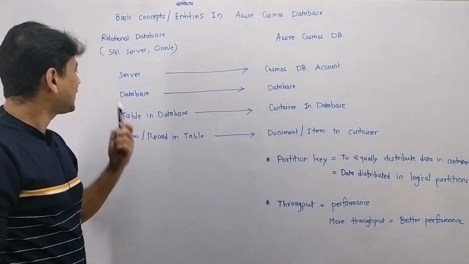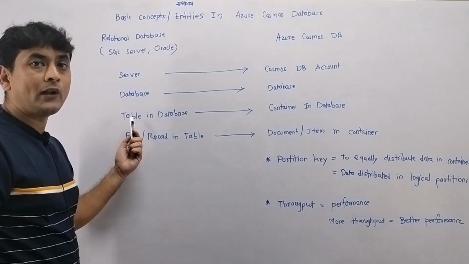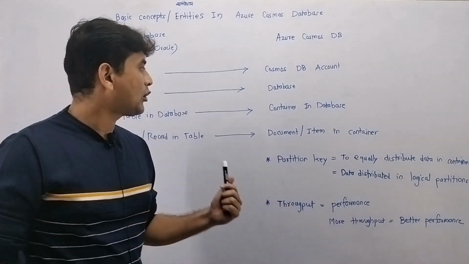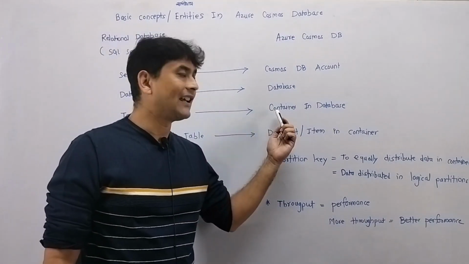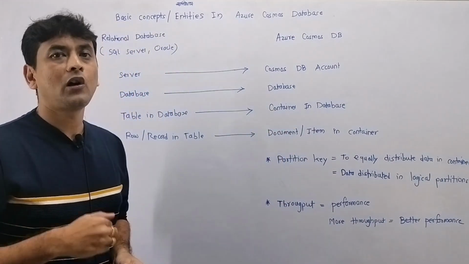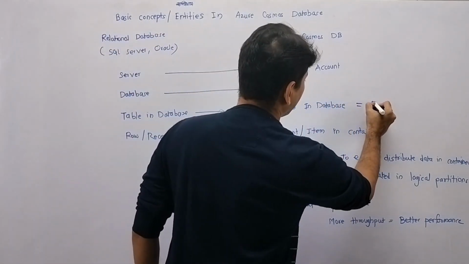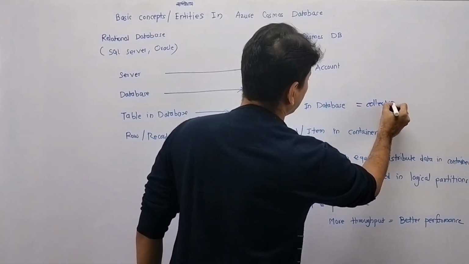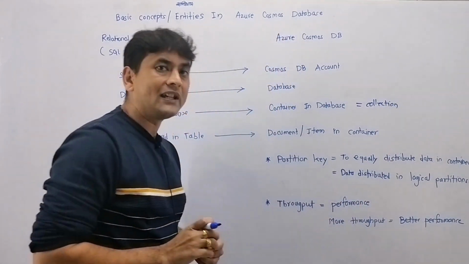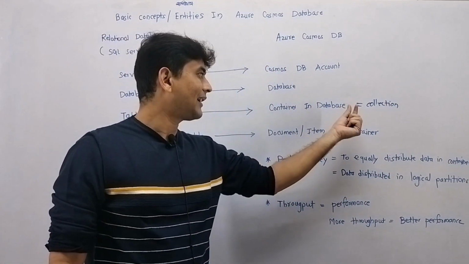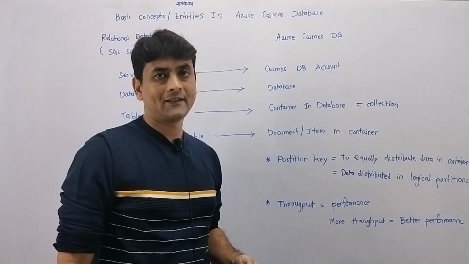Then in a relational database, we can create one or more tables in a database, right? So in Cosmos Database, we can create a container. So a table is called a container, or we can also call it a collection as well. So in Cosmos Database, we will create one or more containers or collections in a database.